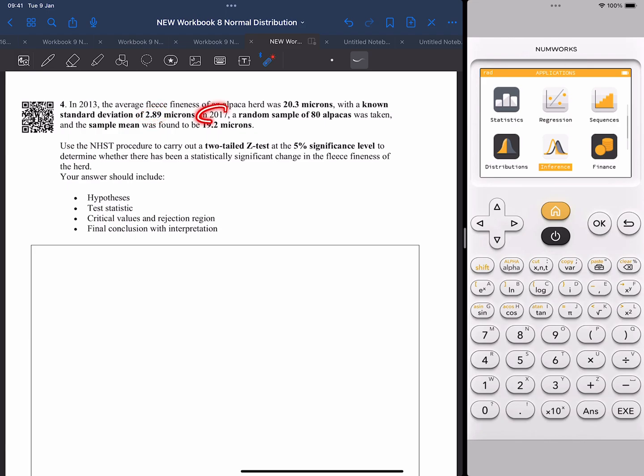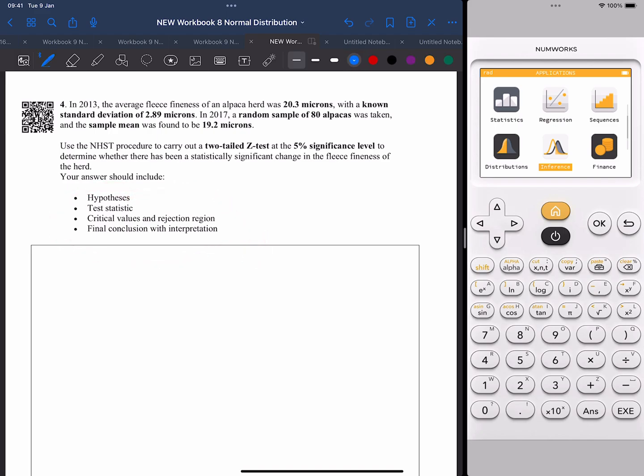Now in 2017, a random sample of 80 alpacas gave a sample mean of this. Now we want to test, at the 5% significance level, whether the population mean has changed or not. And these are the steps we need to make, and we'll follow them throughout what we're doing here.